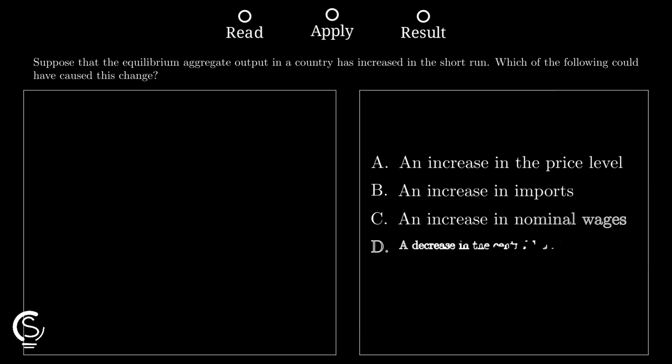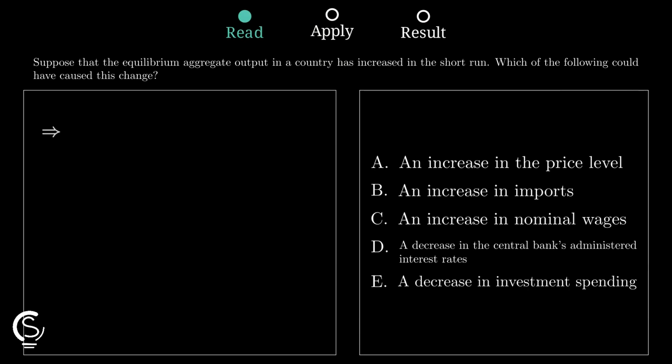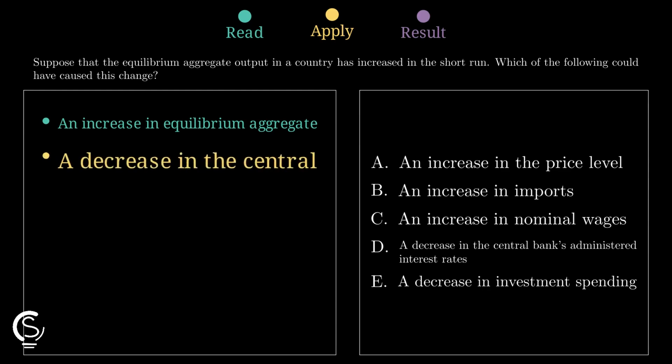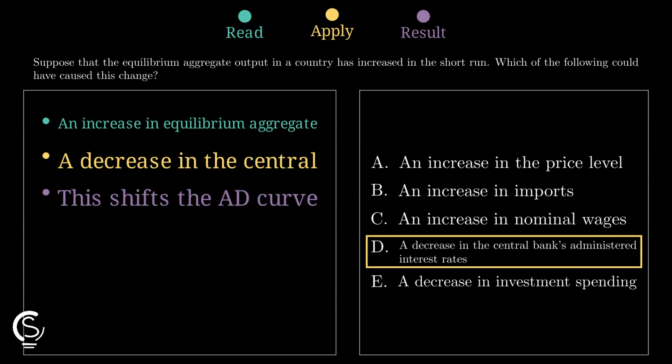An increase in short-run equilibrium aggregate output means the economy is producing more at equilibrium, so we need a change that boosts aggregate demand or supports expansion, not something contractionary. A decrease in the central bank's administered interest rates makes borrowing cheaper, which encourages consumption and investment spending, so aggregate demand rises and equilibrium output can increase in the short run. That shifts the aggregate demand curve right, raising short-run equilibrium output, while higher prices, imports, wages, or lower investment would not create that increase.